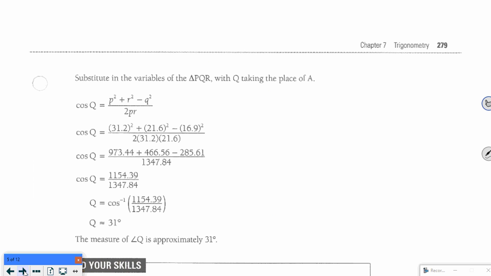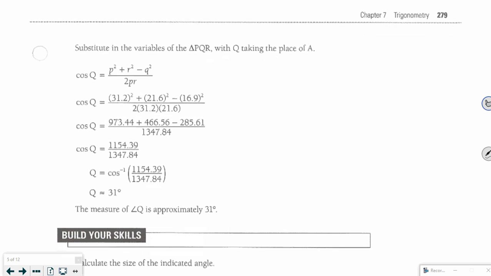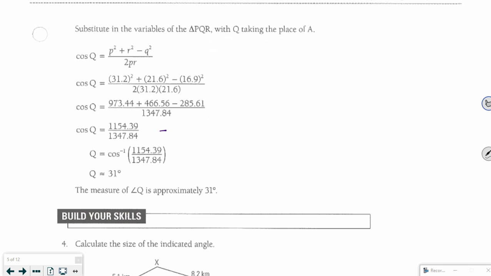So if you look at the next page, that's what they've done. They sub in their letters first, but basically you're just putting your numbers in. You're solving, so simplifying the top by squaring everything and adding them together, simplifying the bottom by multiplying. When you get to right here, to get rid of the cos on the cos Q side, we have to do the inverse cos, just like we did for the inverse sine with the sine law. We have to do that to both sides. That makes our cos -1 and our cos cancel and leaves just the Q, or just the angle we're solving for, on the left. And then we have to take the inverse cos of our fraction as well. It's going to give us our angle.